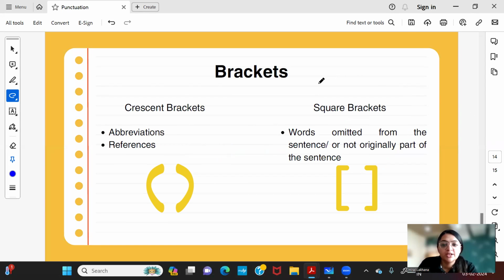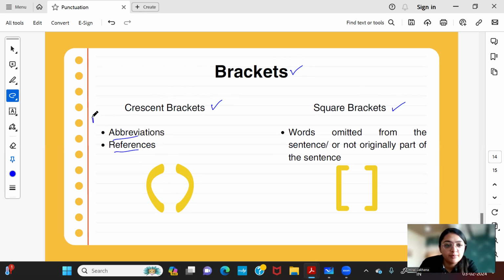Yes, so we have come to the last type of punctuation mark that we have as a part of our chapter, that is brackets. So brackets or braces. There are multiple types of brackets that are used in the English language. Just to understand a few types, we have crescent brackets as well as square brackets. Whenever we want to give any abbreviation or references, we use crescent brackets.